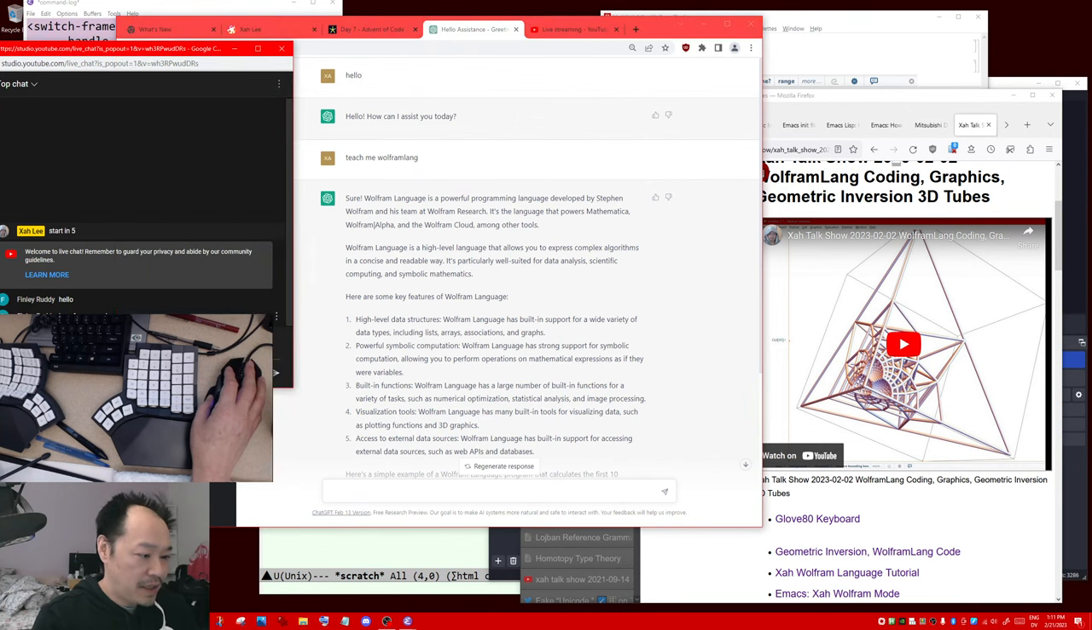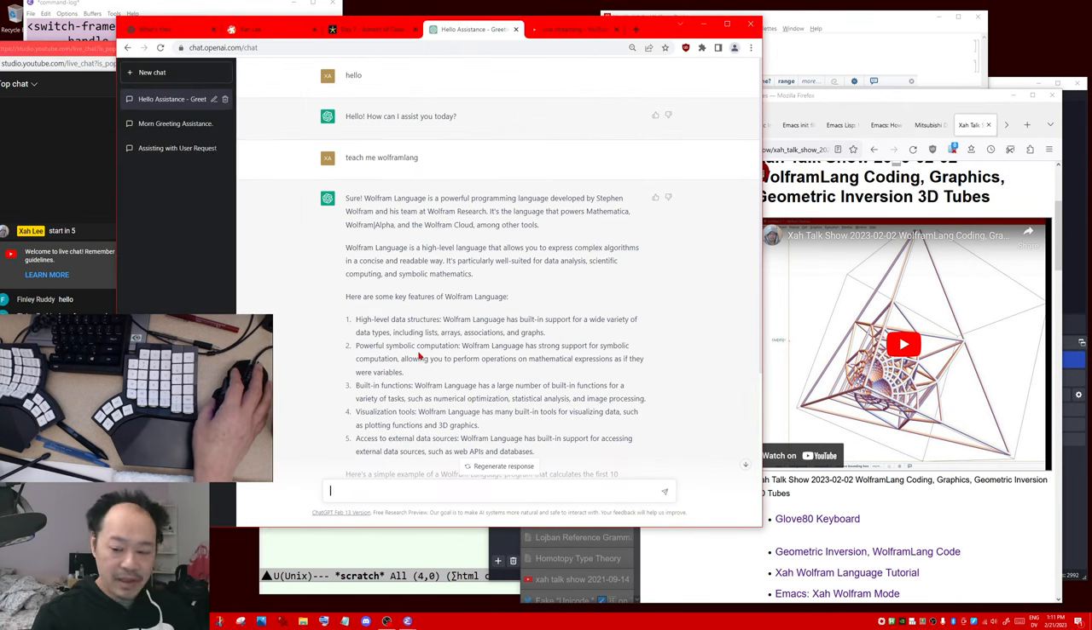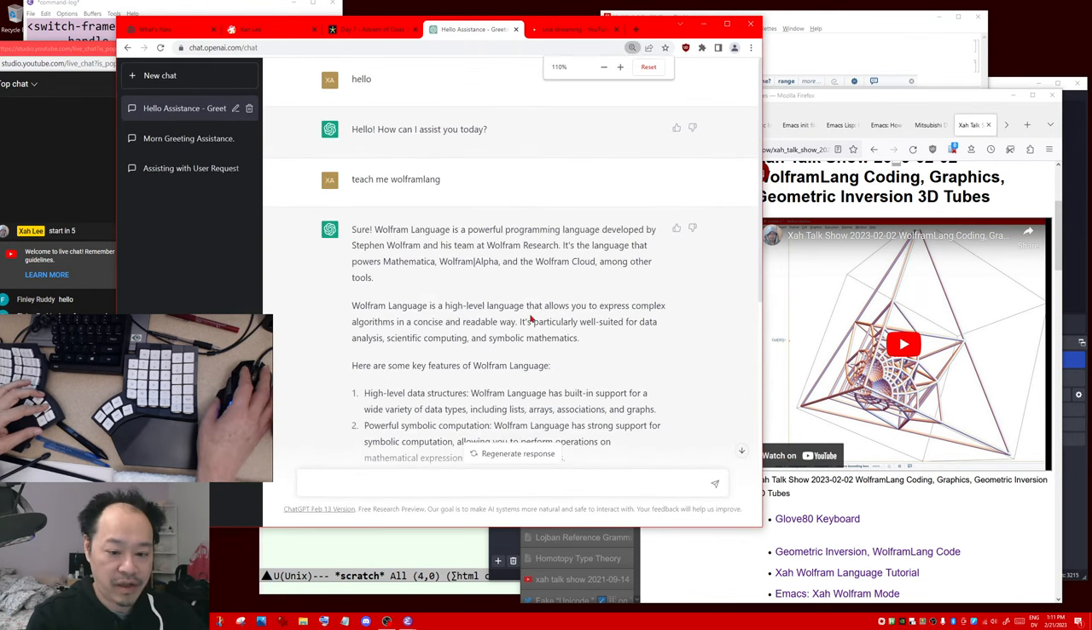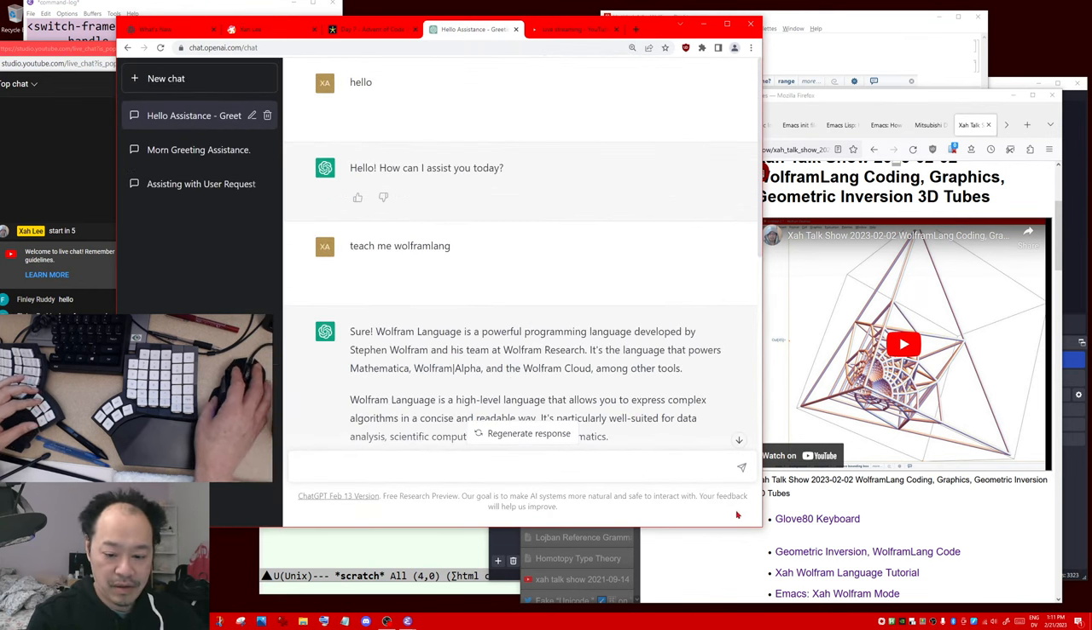So you from Canada, hi, Finley Rudy. So ChatGPT says, here are some key features of WolframLang language. Hold on a second, let's magnify the font so you can read.